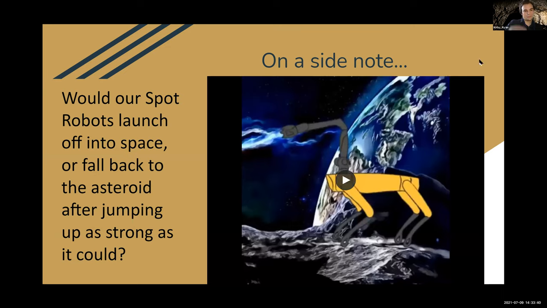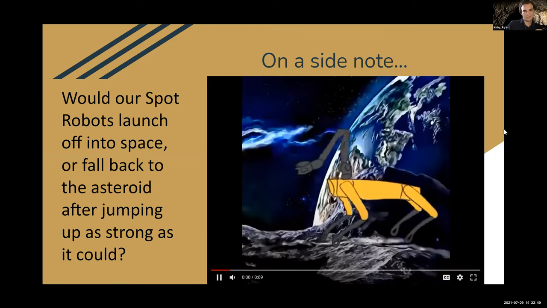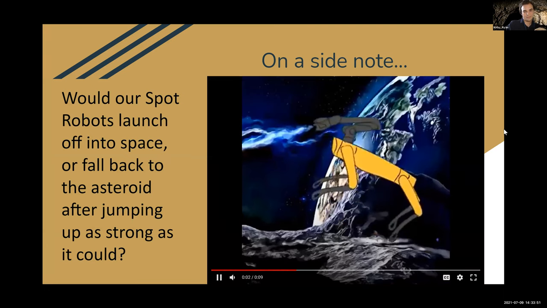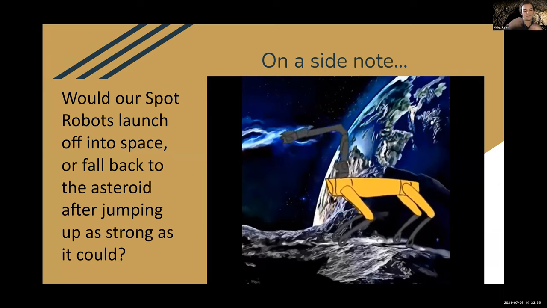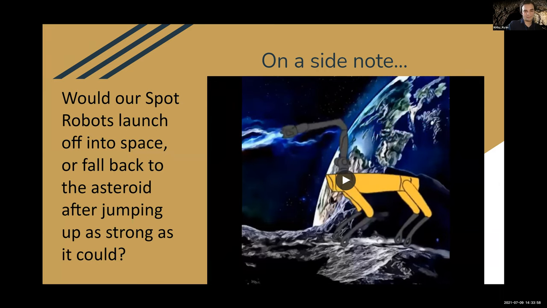June 30th was National Asteroid Day here in America. And so we made this little animated spot, a robot jumping on an asteroid. So do you guys think that the Spot robot would fly into space, or do you think it would fall back down? You don't have to answer that yet.